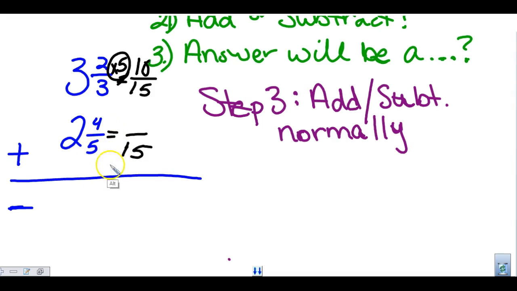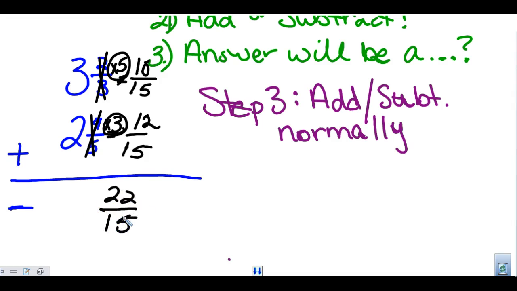So 5 times 3 is 15. So 4 times 3, in our computation at the top, we're going to end up with 12. Now we're going to add the numerators. Remember, keeping the denominator the same, we just add the numerators. These are now equivalent pieces, so we can put them together. 10 plus 12 is 22. Denominator stays the same. And finishing this, we're going to take 3 plus 2 and get 5. Our answer is -5 22/15.